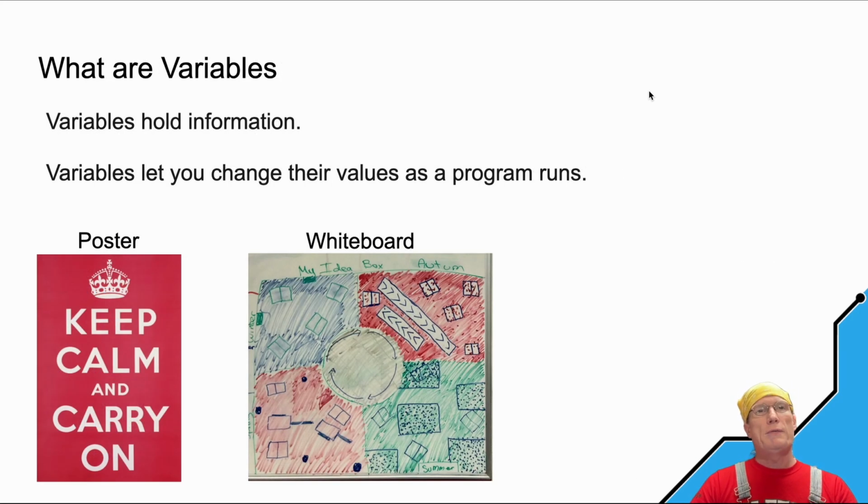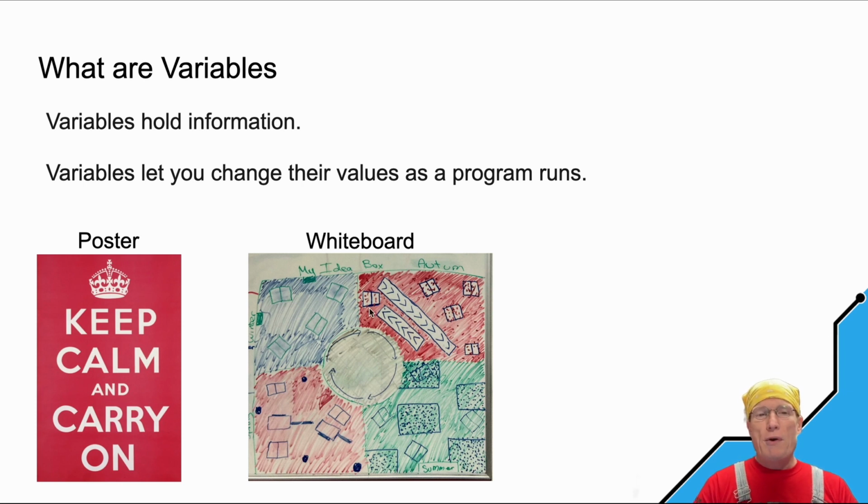So what are variables? Basically, variables hold information. That's all they do. They let you store information. And they also let you change that information as a program is running. So in the real world, you could think of a program with no variables being like a poster. Once that poster is printed, like this one over here, keep calm and carry on, it will never change. It will always have that information. It will always say the same thing. That's a program with no variables, so it just does the same thing over and over again.